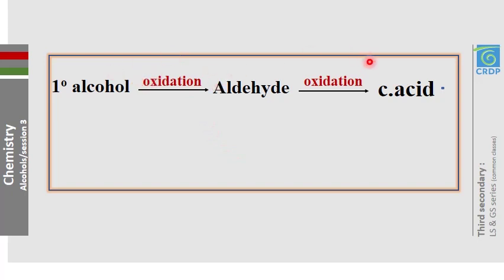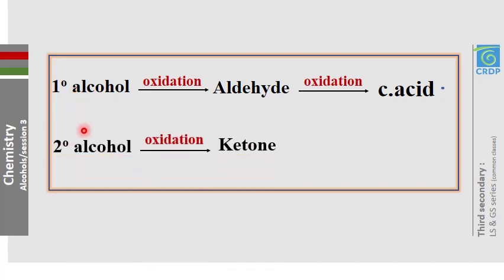Remember this map? Can you say it alone? Primary alcohols undergo what? Oxidation. What do they give us? They give us aldehyde, and this aldehyde can undergo more oxidation to give us carboxylic acids. But the case of secondary alcohols is a little bit different. Secondary alcohols undergo oxidation reactions and give us ketones, not aldehydes, ketones.